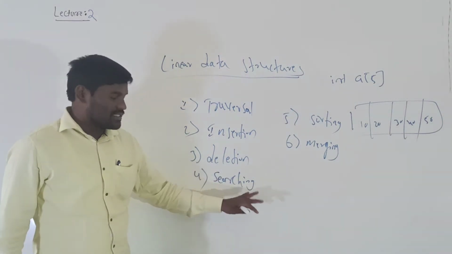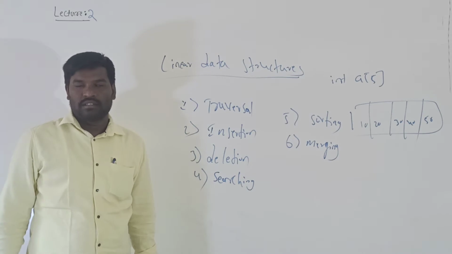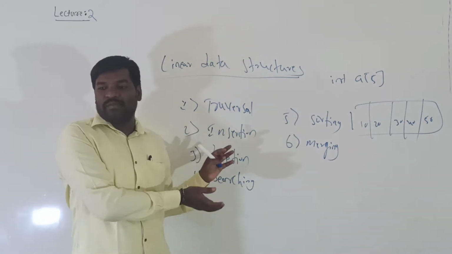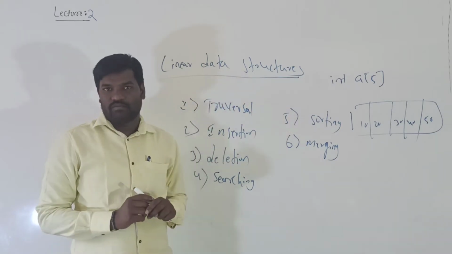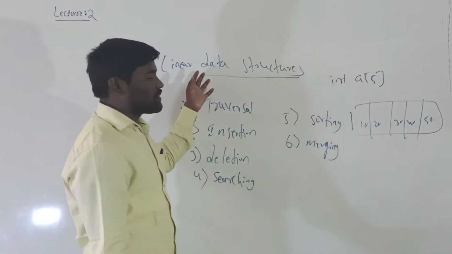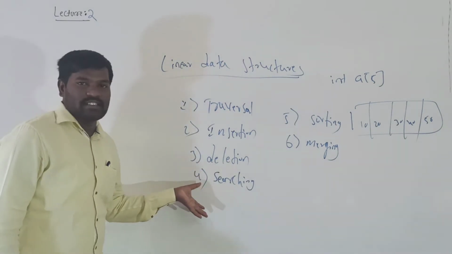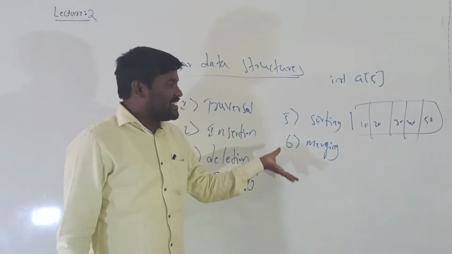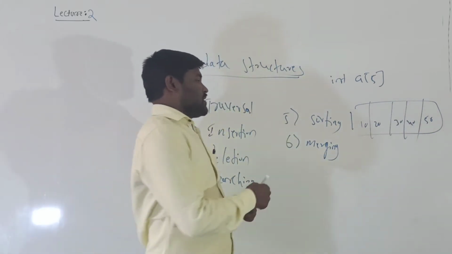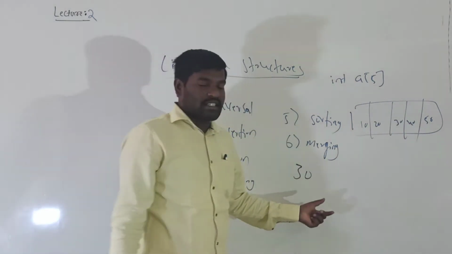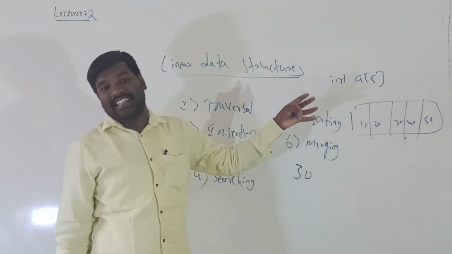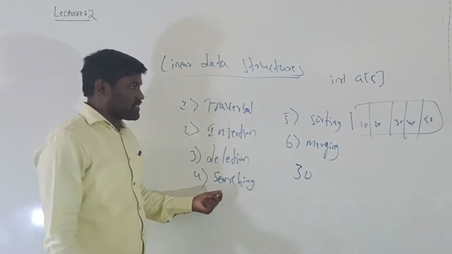Next is searching. Here searching is nothing but finding the elements in a data structure. For example, 10, 20, 30, 50 are stored in the particular data structure or array. Searching means we can search for an element in a given set of elements. For example, if I want to search 30, here 30 is compared with each position or each element, that is nothing but the searching.